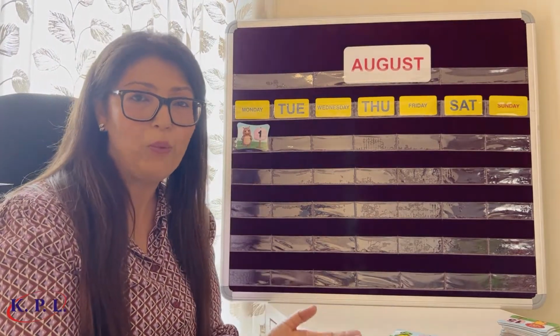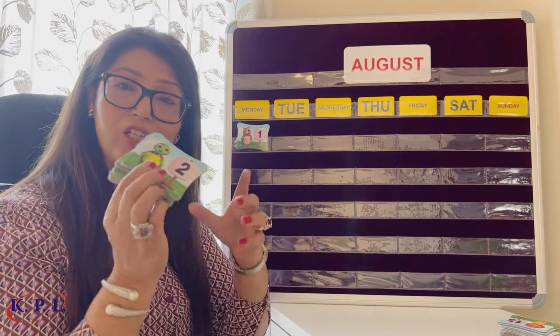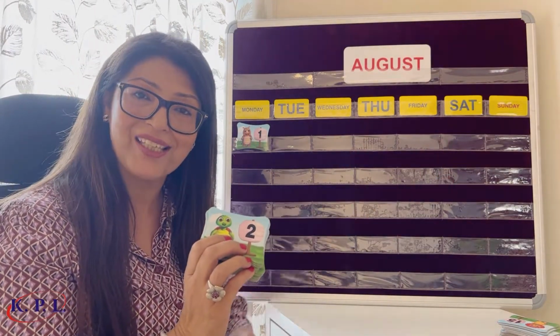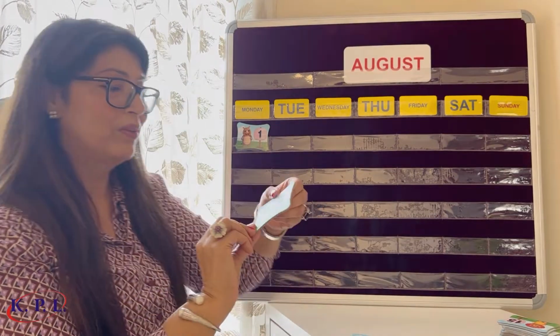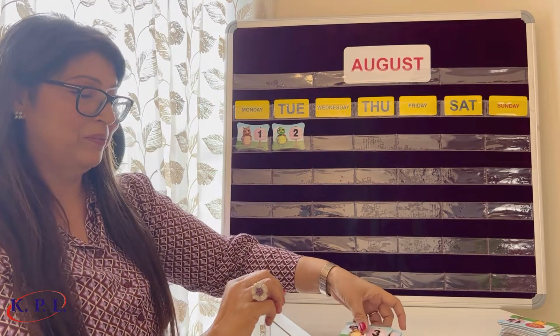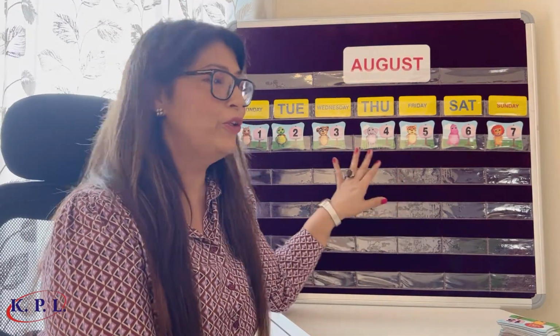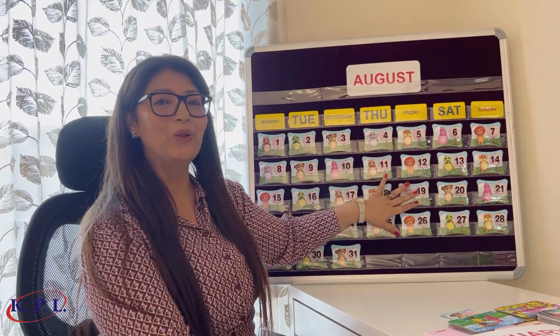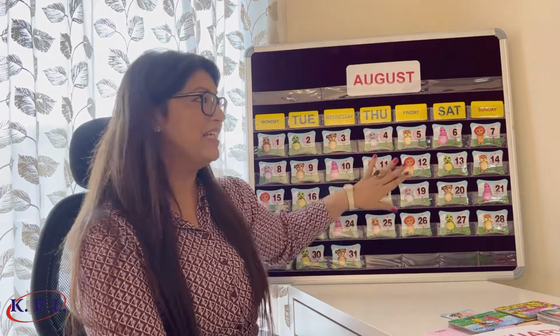It will be easy now because the dates are all arranged in order and the children are going to place all the dates in the pockets. So date 2 here, date 3. In the same way, we are going to arrange all the dates and complete the setting up of the calendar date wise. So that's how the calendar would look when it is set date wise.